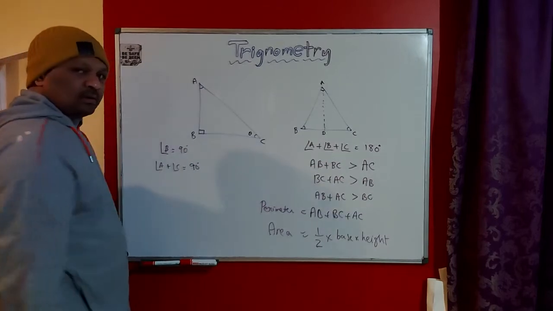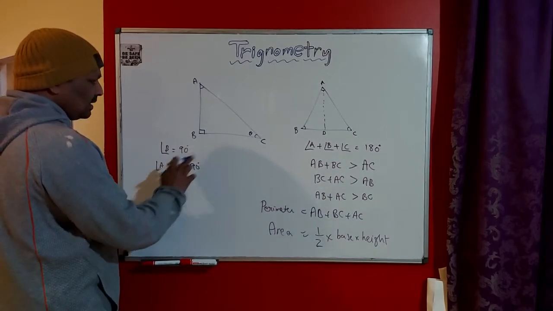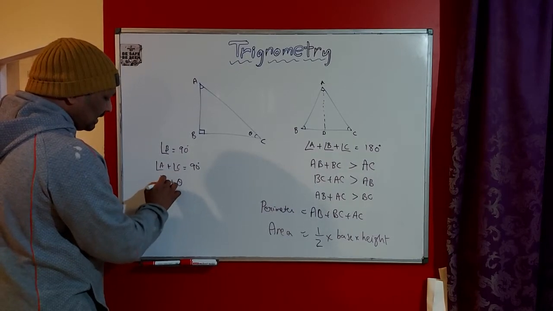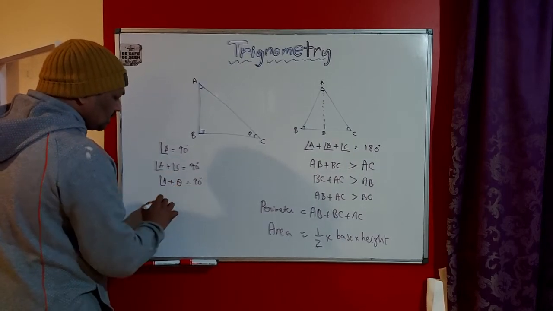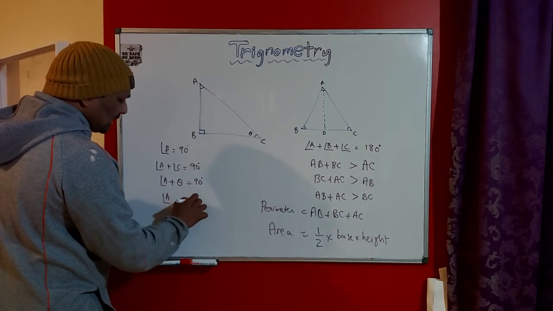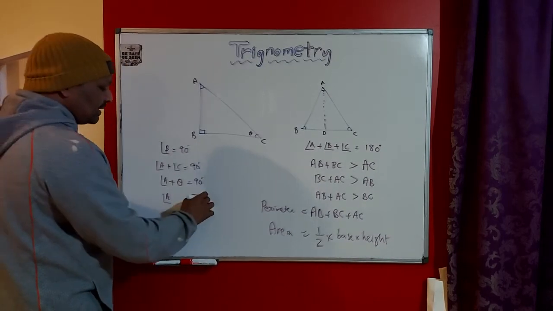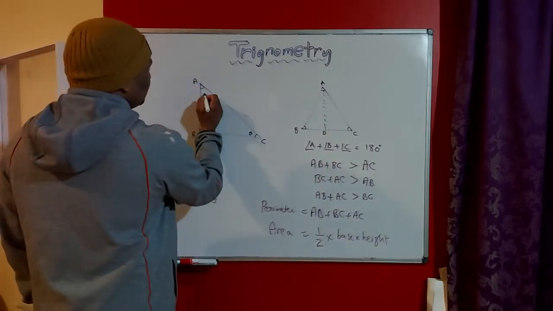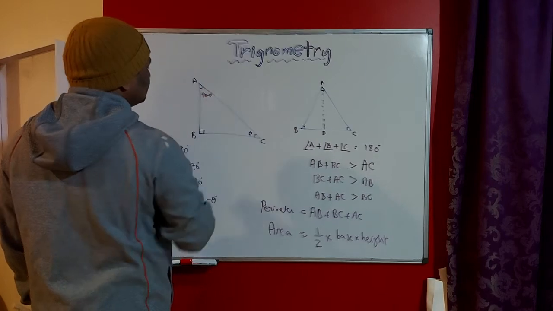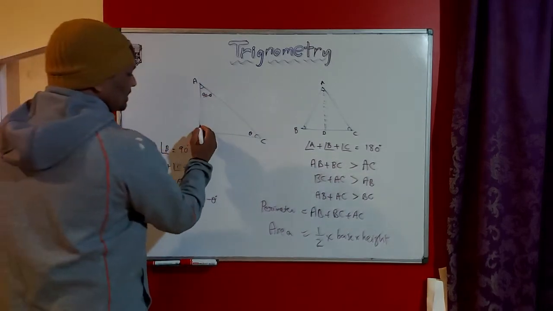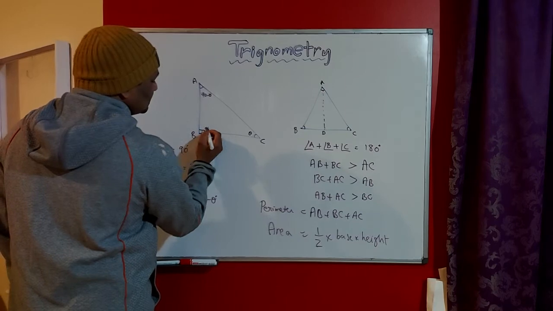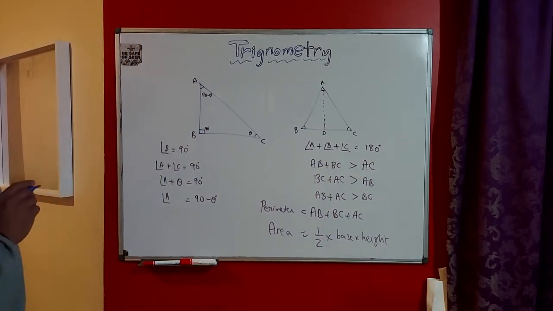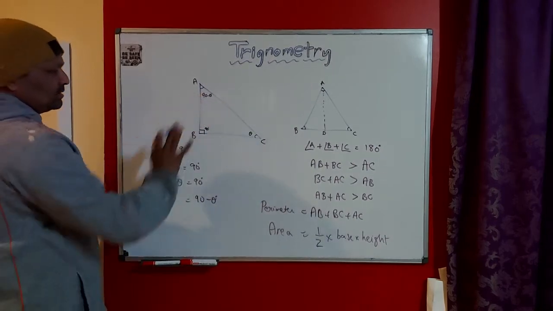What is this angle? Angle C is theta. So I am going to substitute that theta here. Angle A plus theta is equal to 90 degrees. So what is angle A? Angle A will be 90 minus theta degrees. Okay. So the angle here is going to be 90 minus theta degrees. Here it is 90 degrees. This is right angle triangle. Okay. That's about right angle triangle, how the angles would be there.